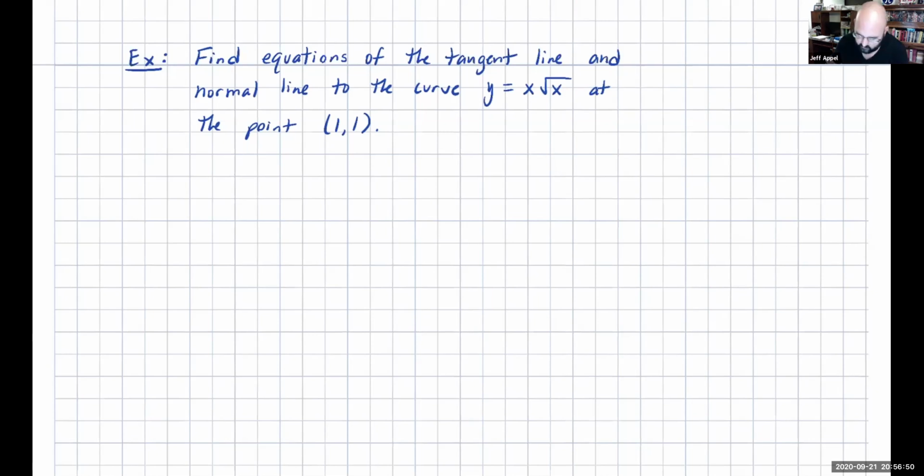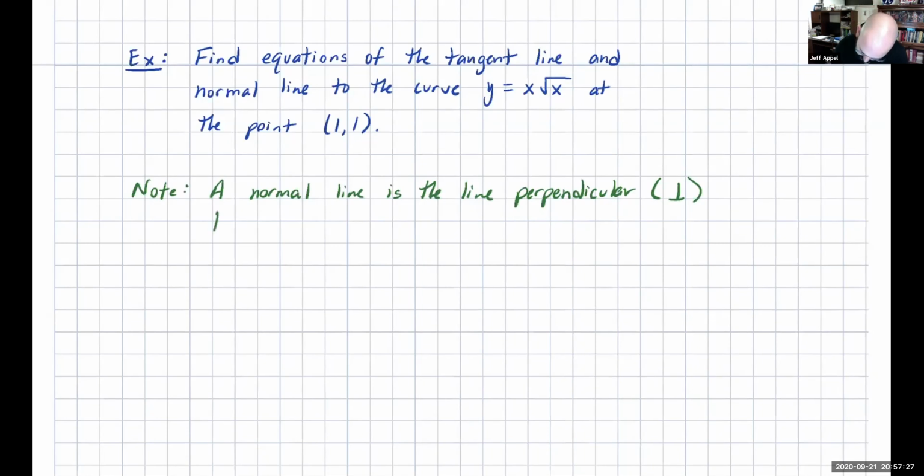All right, so first of all, you know what a tangent line is, right? A tangent line is a line that intersects a curve in one point. A normal line is going to be perpendicular to your tangent line. So just as a note here, a normal line is the line perpendicular, where you can use the little upside down T symbol for perpendicular, to the tangent line.